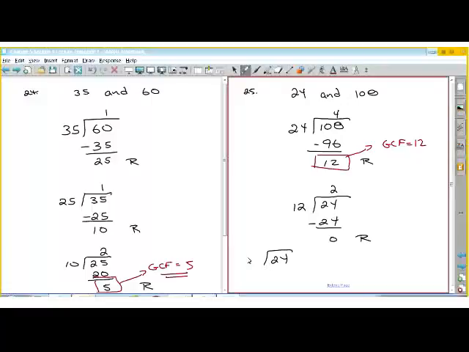And again, we can check that by taking the original two numbers and dividing by 12. You'll get 2 here, and 108 divided by 12 is 9. So if you look at these two numbers, they don't have a common factor because you can't divide 9 by 2. So that confirms that that's the correct answer. So that's how it works.